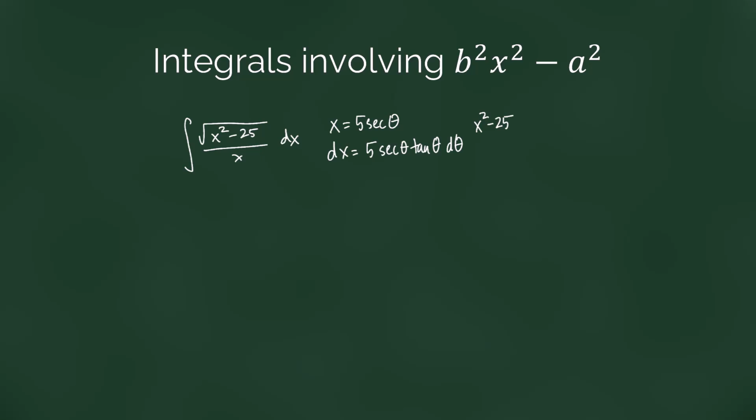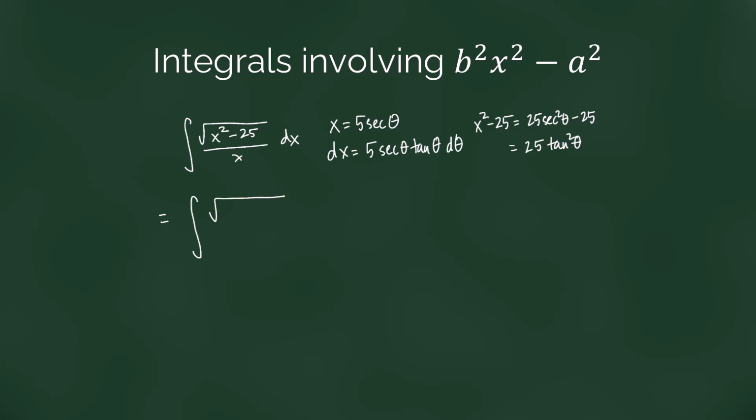We then know also that x squared minus 25 must be equal to 5 squared secant squared theta, which is 25 secant squared theta minus 25. And if we factor out a 25 and use a trig identity, we know that that's equal to 25 times the tangent squared of theta. So now we can make some replacements.